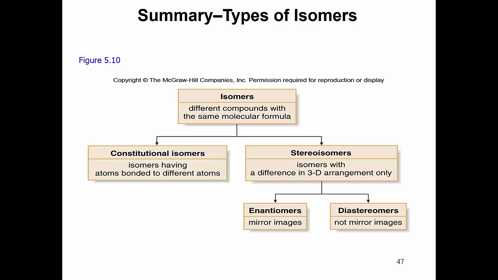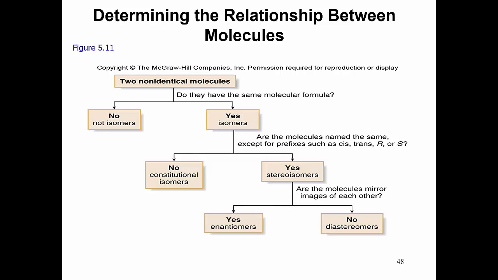And you can have enantiomers or diastereomers. Enantiomers are going to be non-superimposable mirror images. Diastereomers are non-mirror image, non-superimposable stereoisomers. Right, again, tons of examples will help you as we've begun in this lecture. Okay. How about the relationship between non-identical molecules? Do they have the same molecular formula? No. Okay, we're done. Don't have to worry about isomerism.